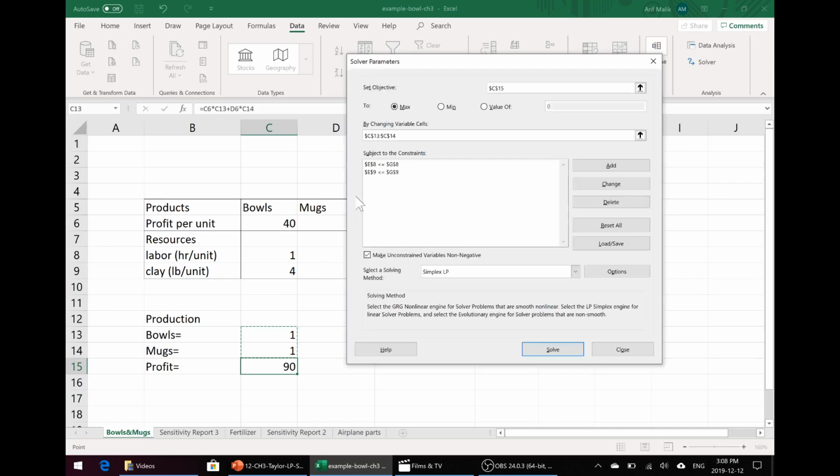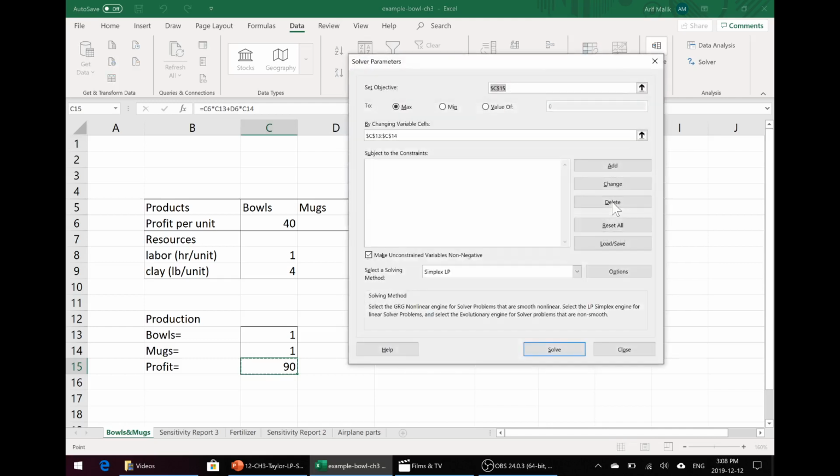Okay, and these are the 2 constraints. I remove them and then I can add them later. I can just delete these, and delete the other constraint also, just to show you how it is done.